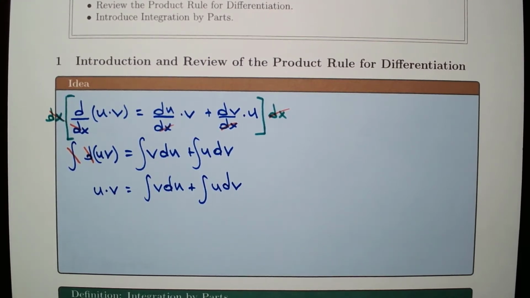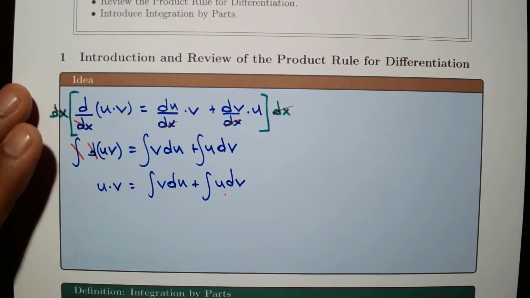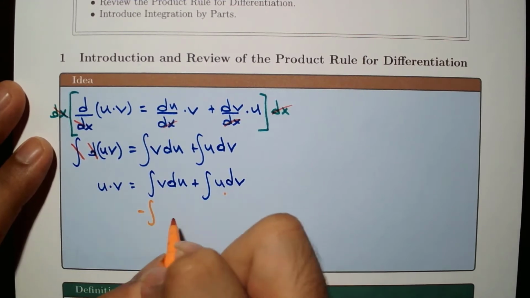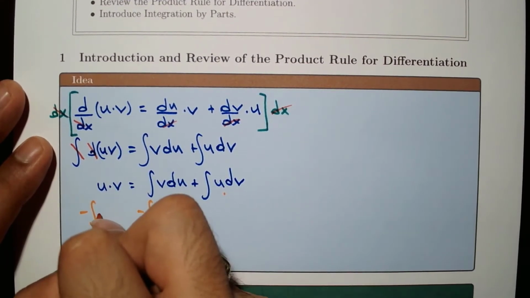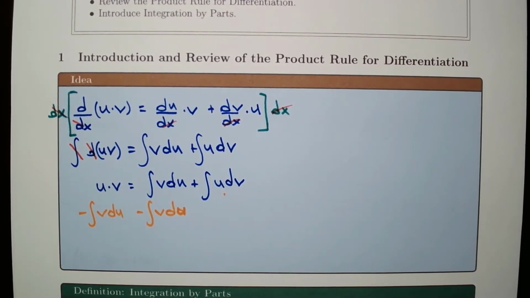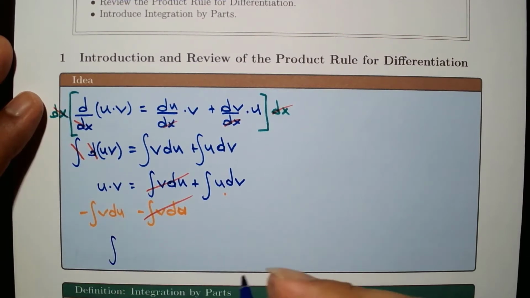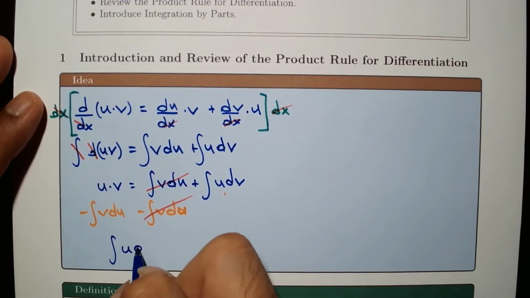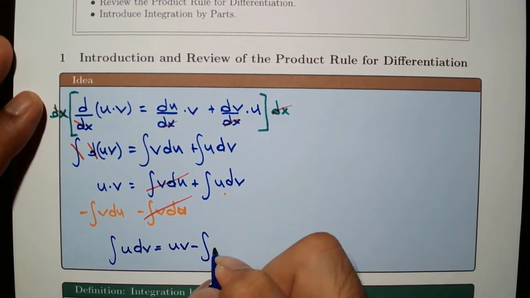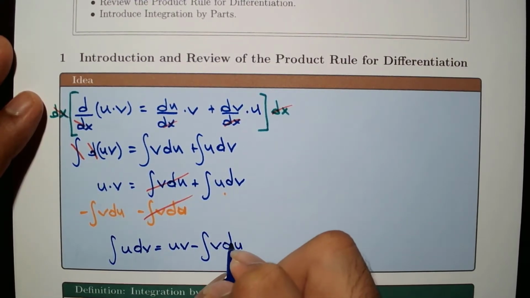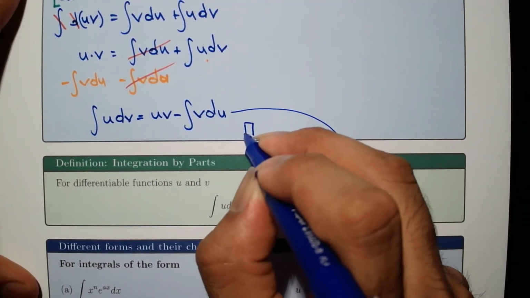So in this case I'm going to solve for this one, the integral of u dv. So I am going to subtract the integral of v du from both sides of the equation. I'm going to cancel these two, and I'm going to be left with the integral of u dv equals u times v minus the integral of v du, which is essentially this rule that we have here.